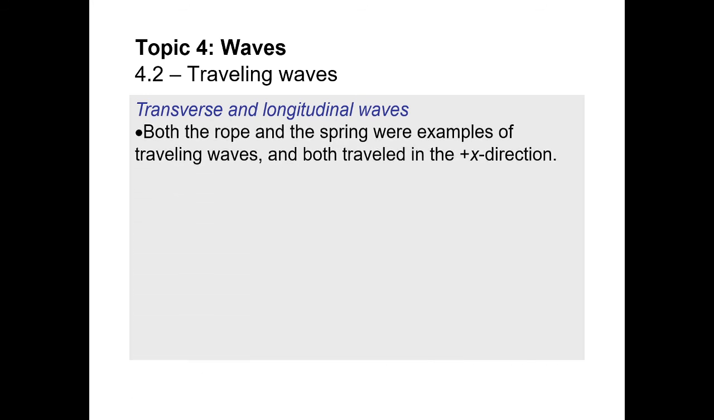All right, finally we enter the first set of terminology: transverse and longitudinal waves. So the rope and the spring we saw were examples of traveling waves.